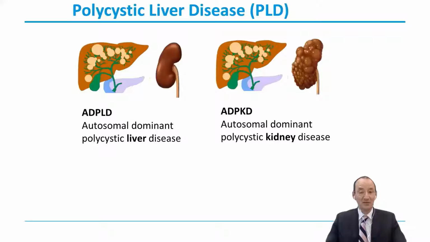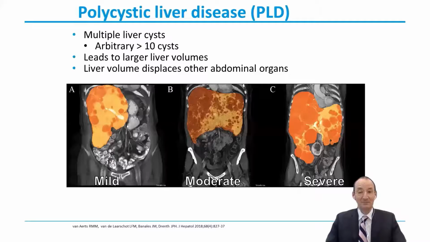There are two major phenotypes that can give rise to polycystic liver disease. First of all, you have autosomal dominant polycystic liver disease, where you have cysts in the liver, but not in the kidney. This contrasts with the situation in ADPKD, where you have cysts in the kidney, hence the name polycystic kidney disease, and you may or may not have a polycystic liver disease.